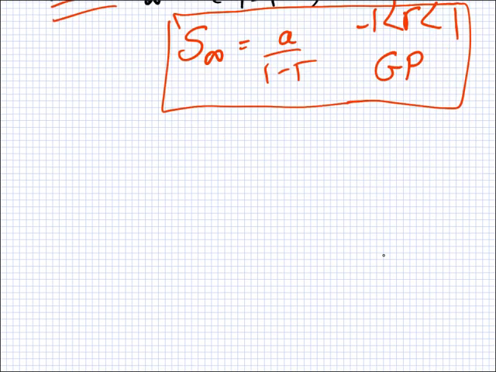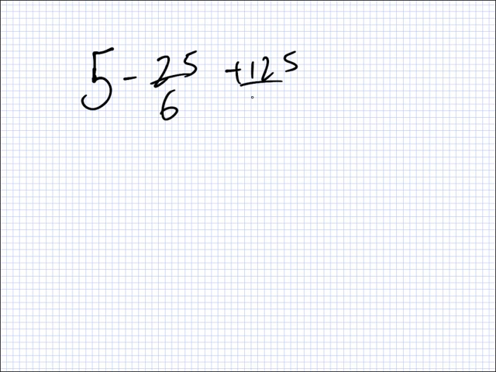What I would like you to do now is take out your calculator. Okay, now before the calculator, just a quick example. This would be an exam question for like 1 mark only. A question something like 5 minus 25 over 6 plus 125 over 36, etc. And the question for like 1 or 2 marks is, does this series have a limit?